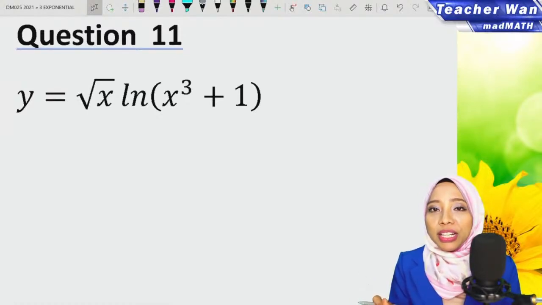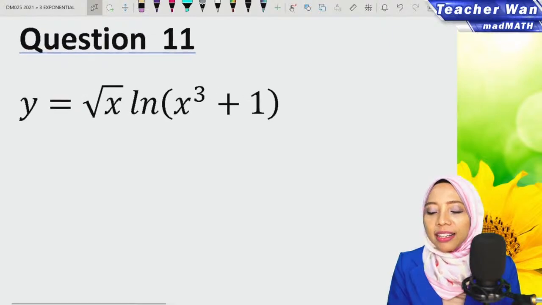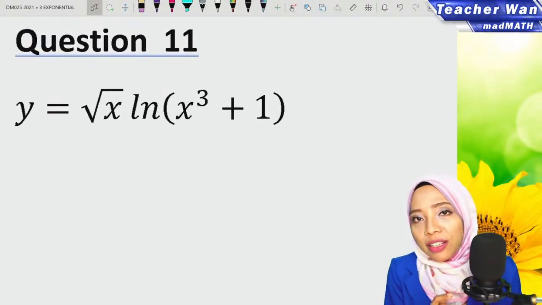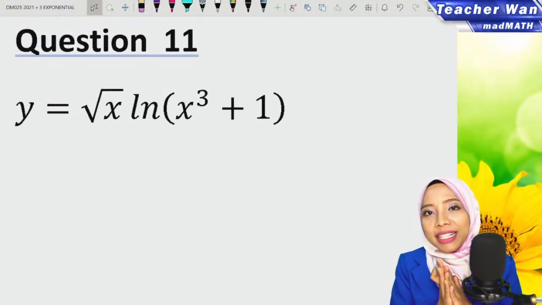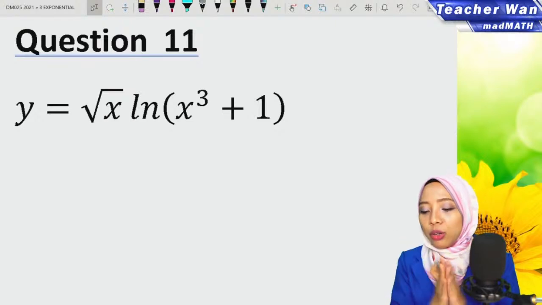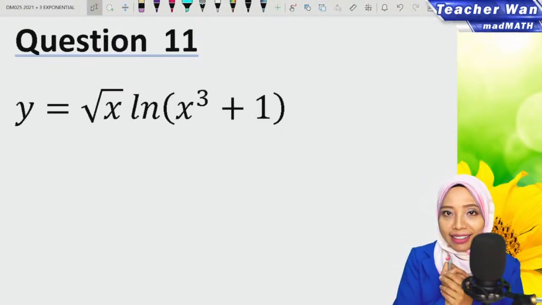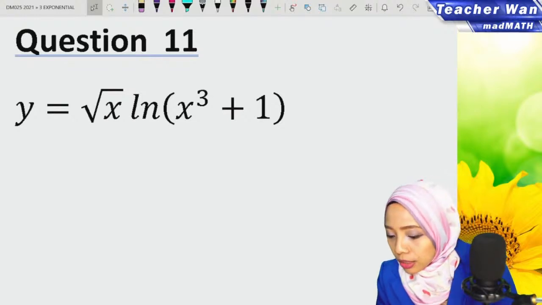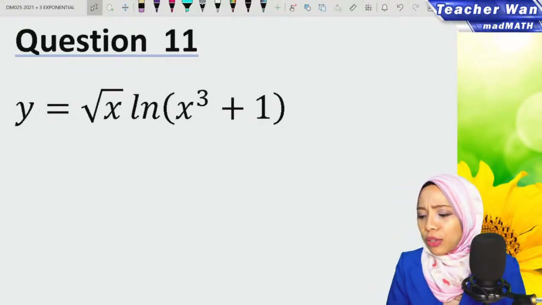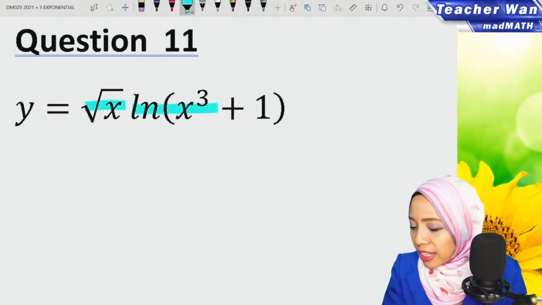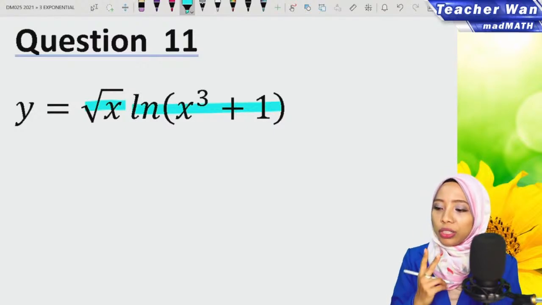Okay, are you ready for question 11? Last one. Within 1 hour, we have calculated almost 9 questions. So I really hope that this will really improve your understanding. Okay, so now let's look at this question again. Another two different functions.